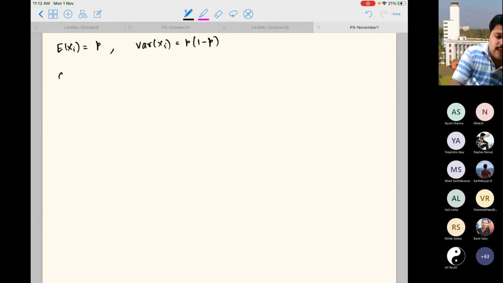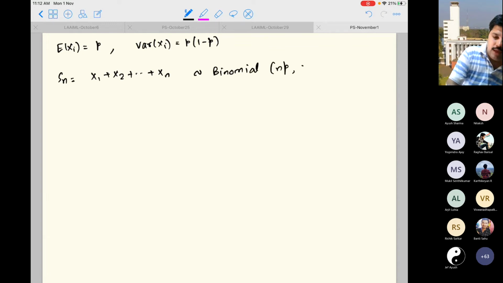So now what is Sn? Sn is x1 plus x2 plus xn. We already know that this is a binomial random variable. The two parameters here for the binomial are n and p, right? So Sn has this particular distribution. We have already proved that the sum of n independent Bernoulli p random variables is actually a binomial random variable with parameters n and p.